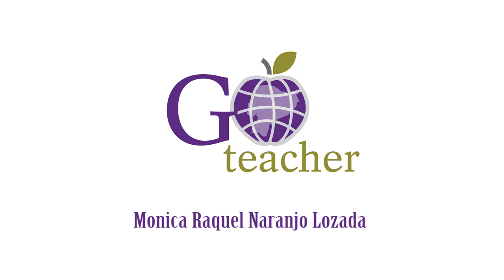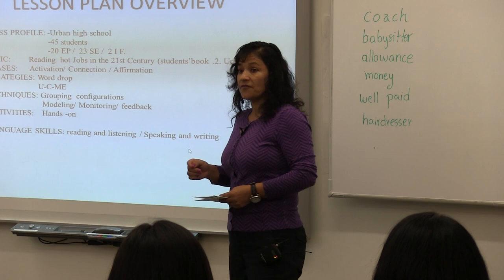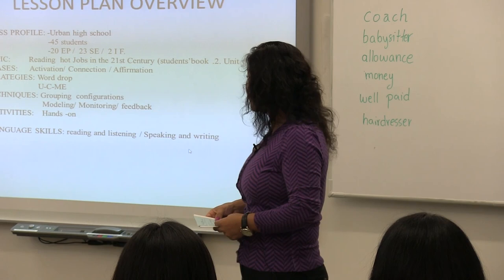I'm going to start with my lesson plan overview. This lesson plan is designed for urban high school. There are 45 students in the classroom. 20 students are early production, 23 are speech emergent, and 2 students are in the intermediate fluency.